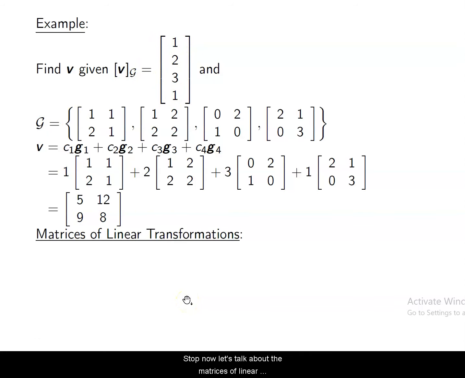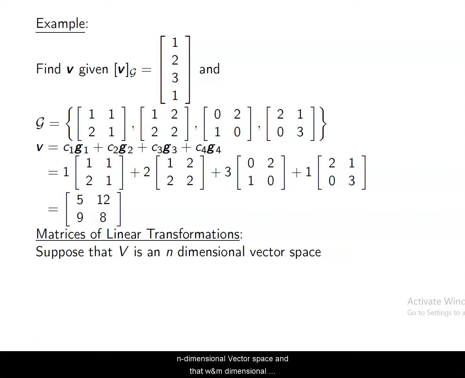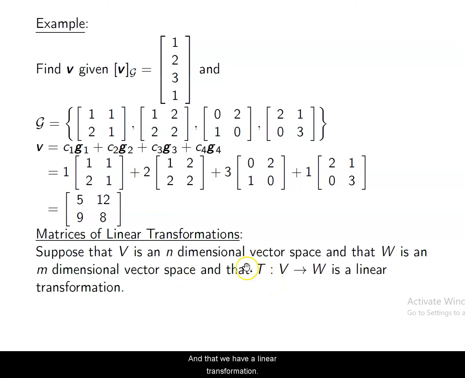So now let's talk about the matrices of linear transformations. So let's say that V is an n-dimensional vector space, and that W is an m-dimensional vector space, so they have different dimensions. And now we have a linear transformation T that takes elements from V and sends them into W. Before, back in chapter 3.1, we would say that T was a transformation from Rn into Rm.